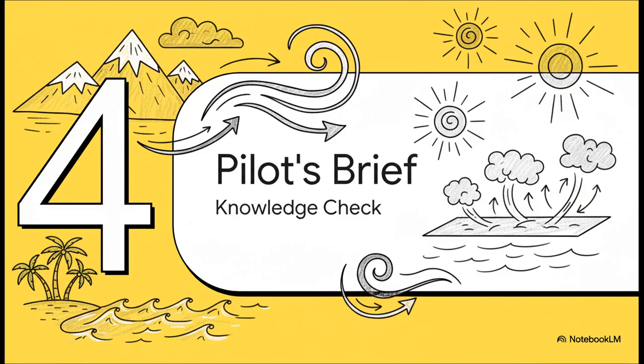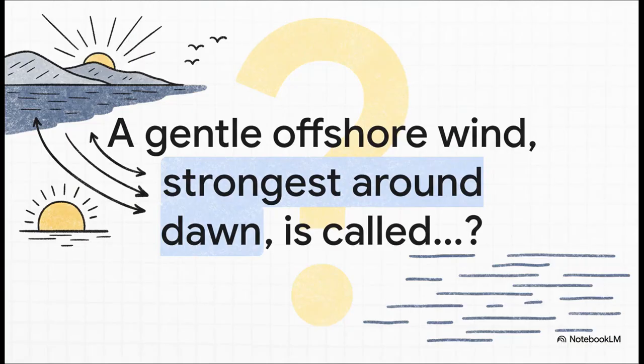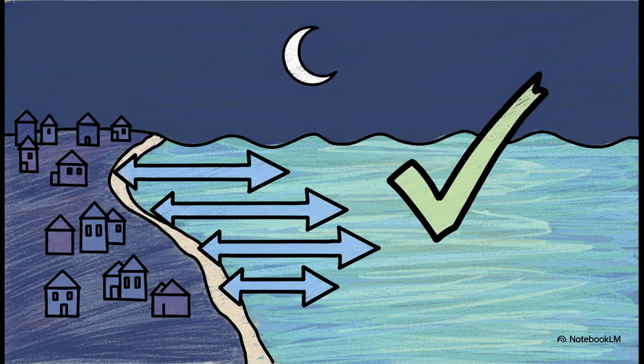All right, we've gone from the coast all the way to the mountains. Let's put this all together and run a quick knowledge check to see how these concepts connect. First one. You're at a coastal airfield, it's just before sunrise, and you notice a gentle breeze blowing from the land out toward the sea. What do we call this? That's a land breeze. It's that classic nighttime reversal, all driven by the land cooling down much, much faster than the water next to it.